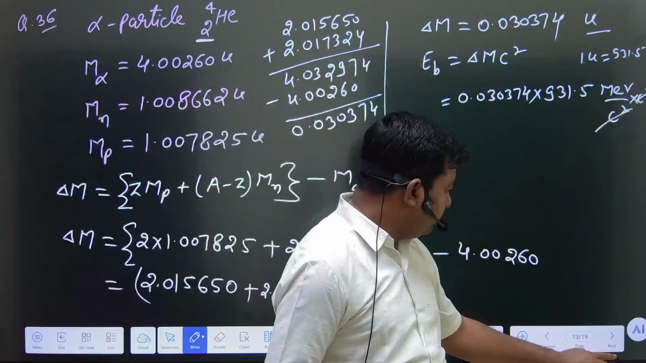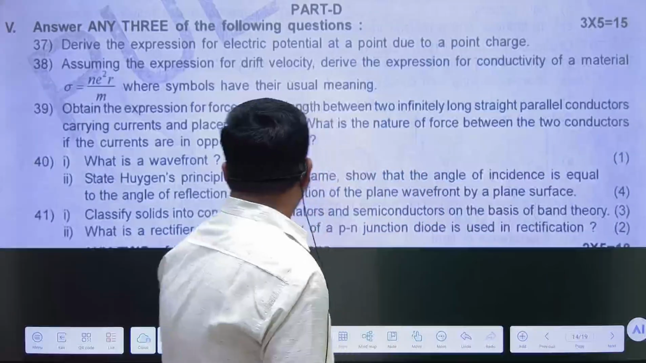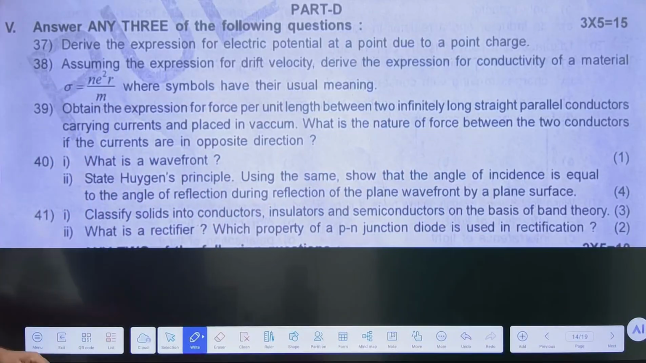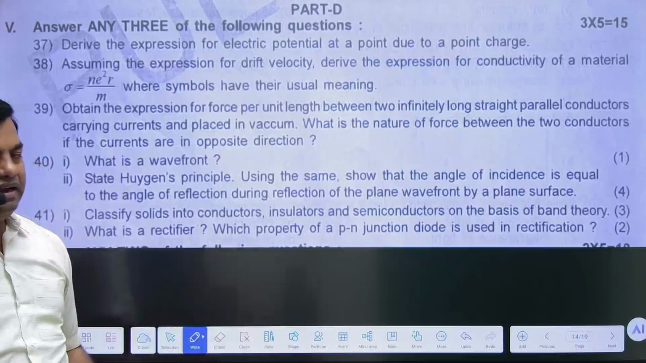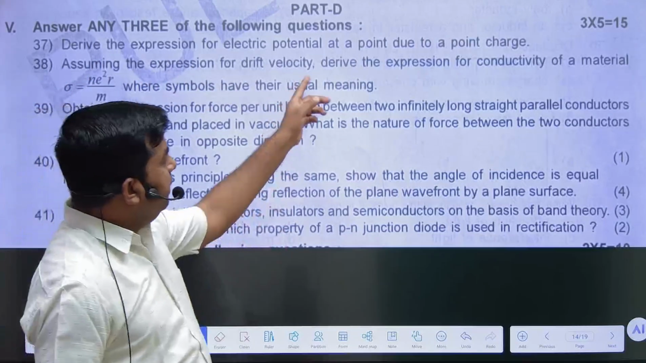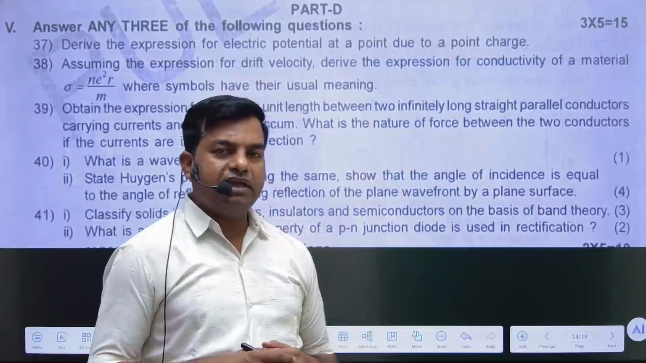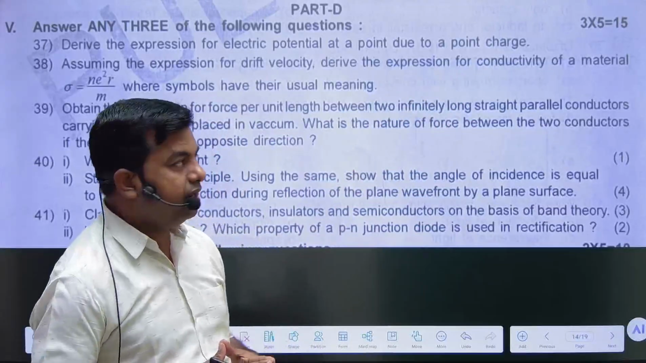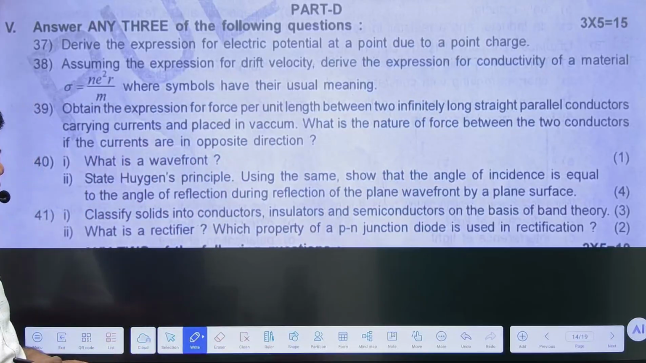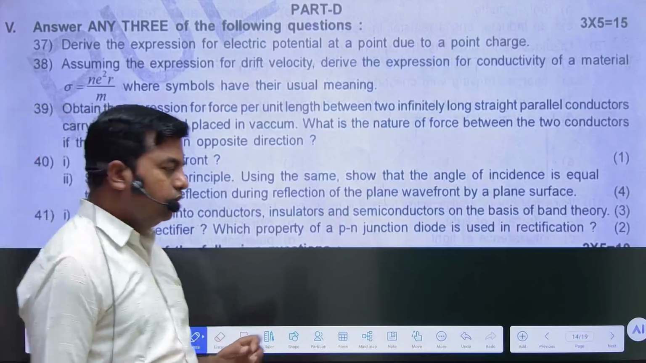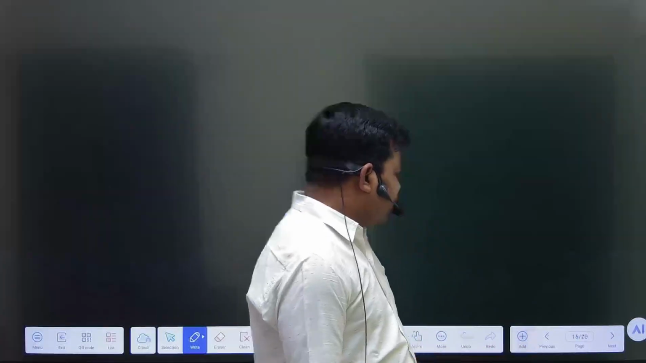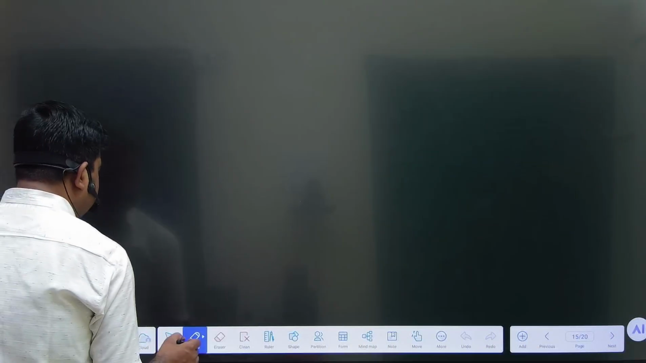Next one is question number 37. The question is: derive the expression for electric potential at a point due to a point charge. We have to derive the expression for electric potential at any point due to the point charge. Clear to you?